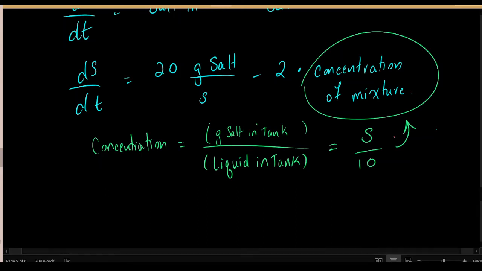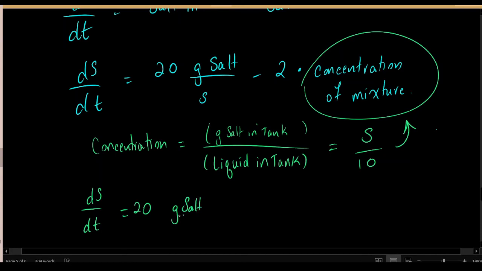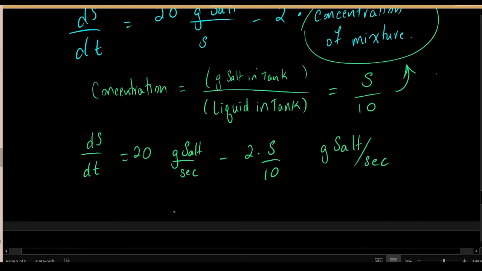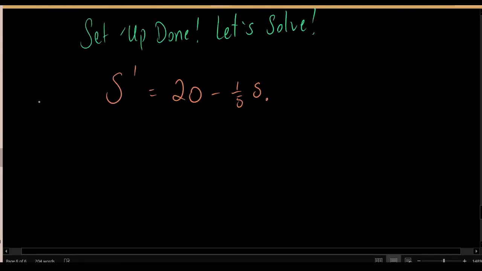And if I put that back into the equation above, then I would have that the rate of change of salt over time is equal to 20 grams of salt per second minus 2 times S over 10 grams of salt per second. So we've finished setting up a differential equation which tells us how the salt in the tank is changing over time. Now, in order to find the function S, all that we need to do is solve this equation using, for example, integrating factors. So, setup is all done.